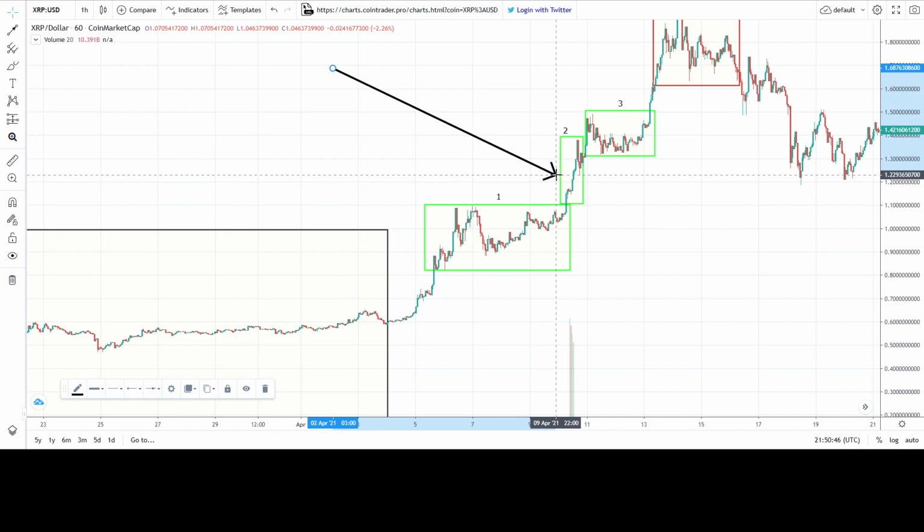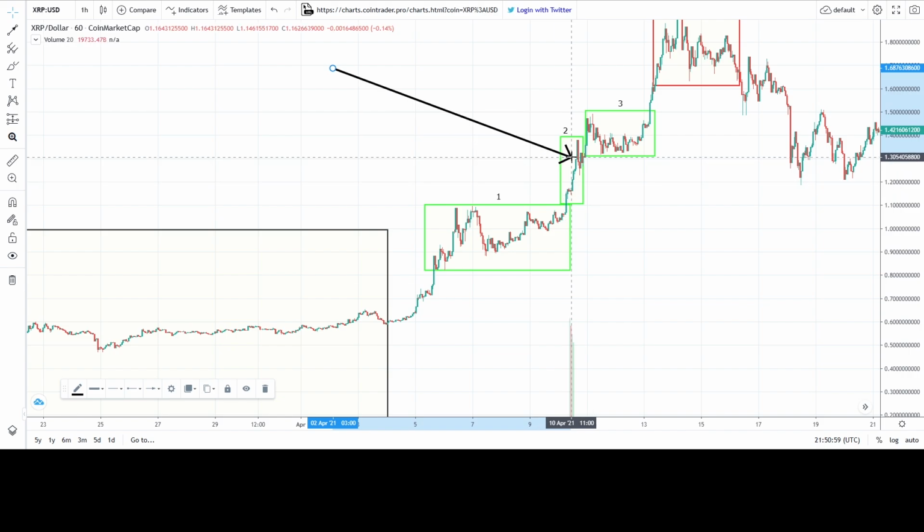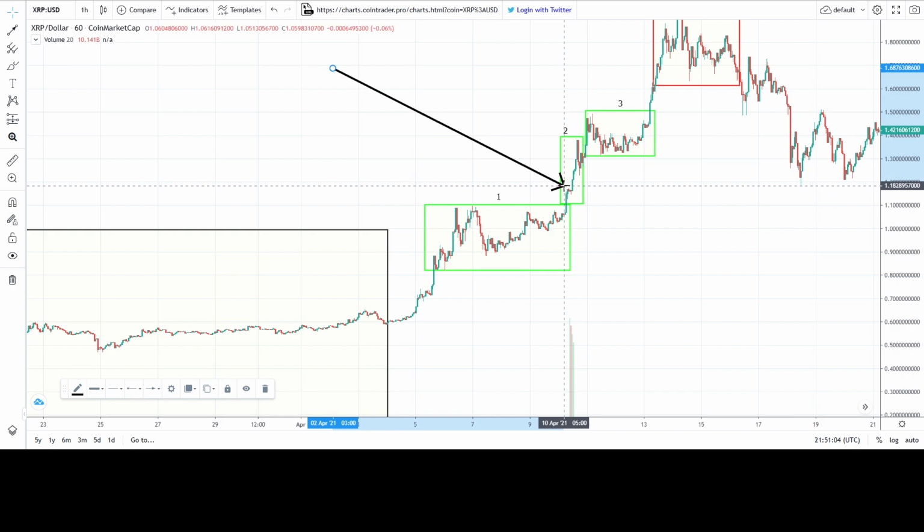So this second corrective structure essentially has two parts to it. It has the first part and then the second part. So either one of these corrections can be the larger of the two. In this case, it's the second one. Many times, it's the first one. The key thing to understand with this is that it's separated into two parts.